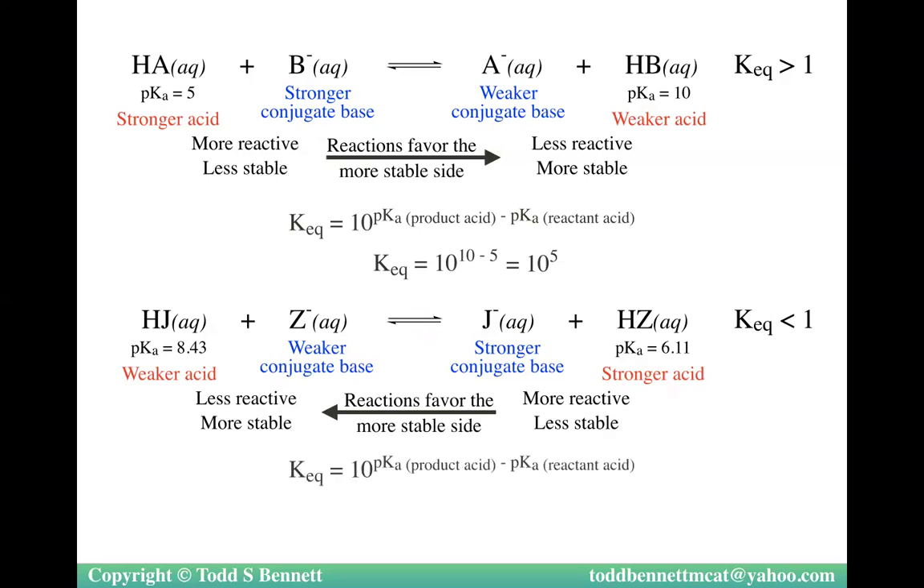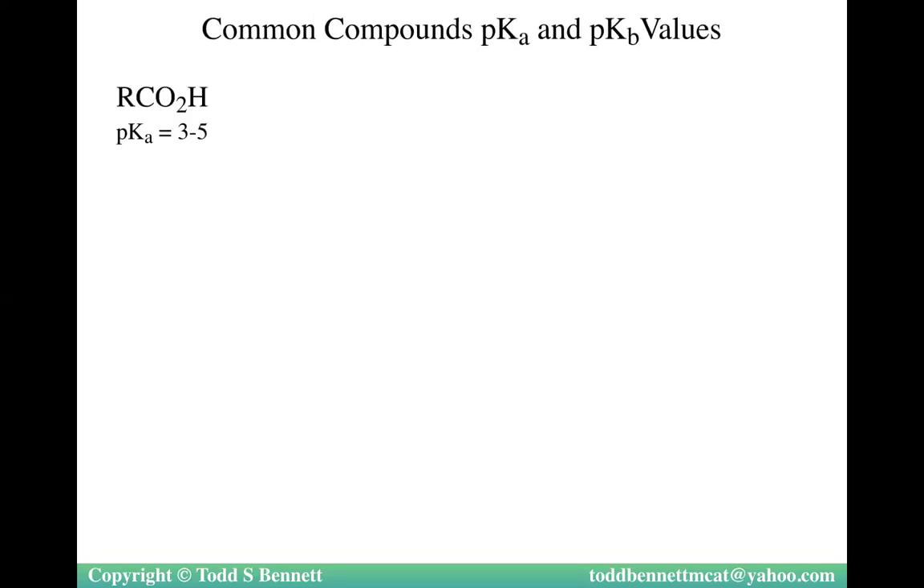Mathematical perspective, we verify with 6.11 minus 8.43, which is 10 to the minus 2.32, which sure enough, 10 to a negative number is less than 1. The math works and the conceptual approach works. In OChem, we are probably going to use conceptual more than anything else. We're not going to break out a calculator on a lot of things, but this is pretty straightforward in terms of math, product minus reactant, and in terms of concept. Okay, so compounds that you absolutely have to know the pKs for.